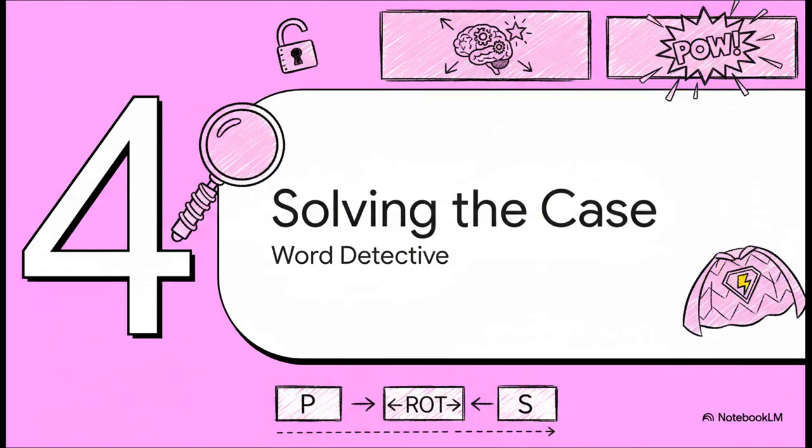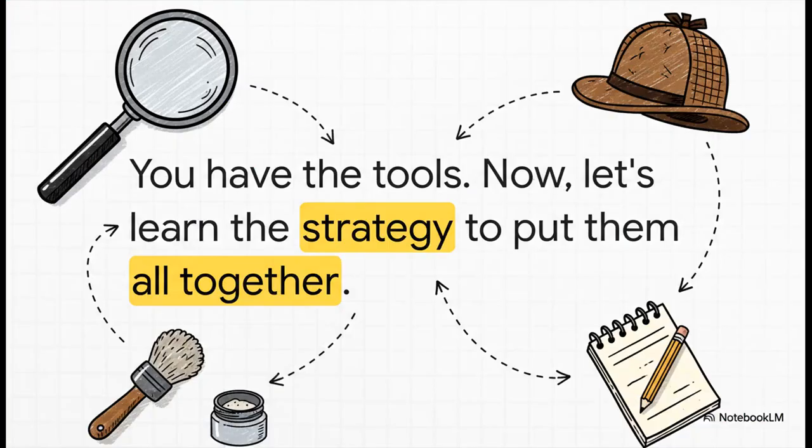All right, you've gathered all the types of clues. You've got prefixes at the beginning, roots in the middle, and suffixes at the very end. So now it's time. We're going to put it all together and officially solve a case. This is where you really unlock your new superpower. You've got the magnifying glass. You've got the fingerprint kit. You have all the tools. Now, let's walk through the exact four-step strategy that every top-tier word detective uses to crack a case.